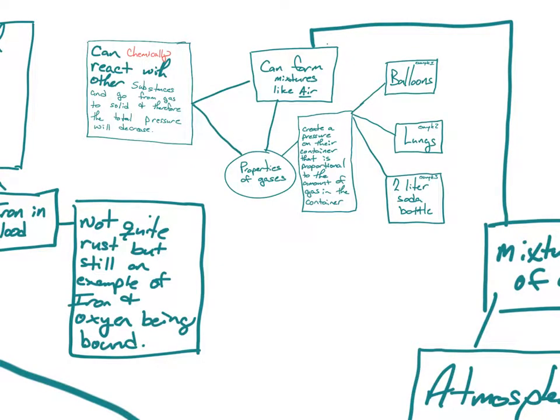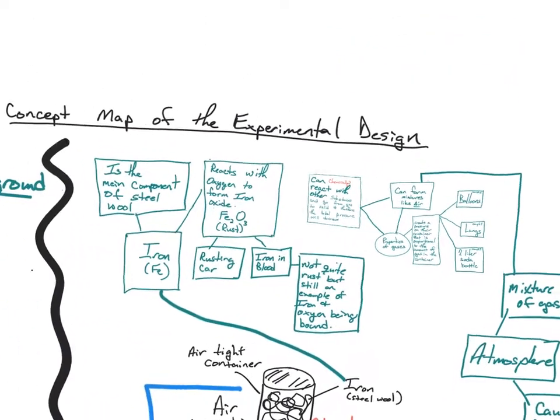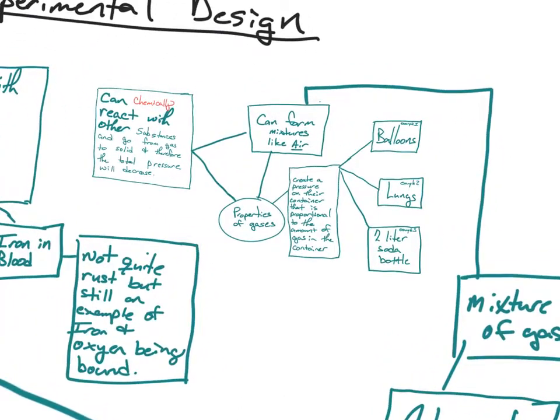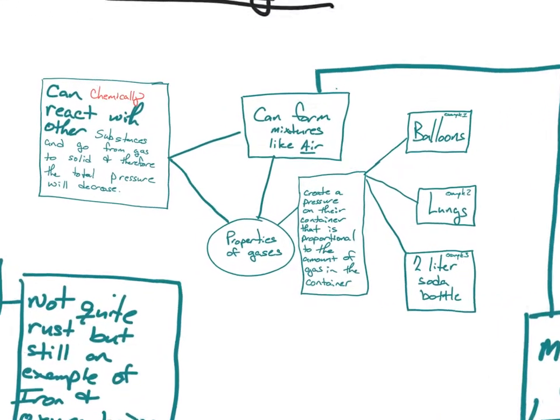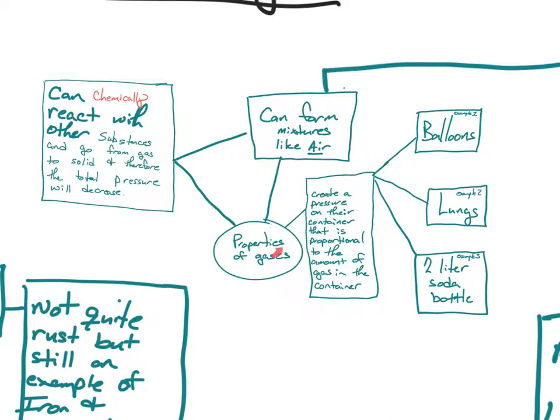So I decided to try to make a concept map of the experimental design. In order to do that, first let's start off with some of the background that we had discussed in class. We talked about the properties of gases, and why did we talk about the properties of gases? The fact that they create pressure in a closed container, they form mixtures like air, that air is a mixture of gases, that they can chemically react and turn into, and as they chemically react, if they turn into a solid, then the pressure inside a container will decrease.